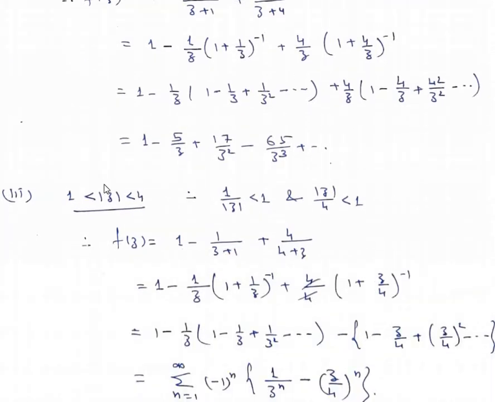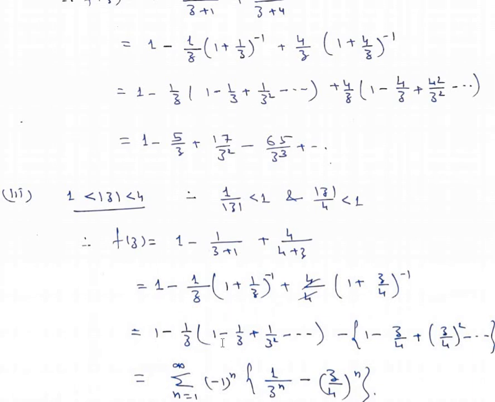Now in the last part we have mod z lying between 1 and 4. Because 1 is less than mod z, therefore 1 upon mod z is less than 1, and mod z is less than 4, therefore mod z upon 4 is less than 1. So in this term we shall take z common, and here we shall take 4 common. So we get 1 upon z and z upon 4. Therefore this can be written as 1 minus 1 upon z into (1 plus 1 upon z) to the power minus 1 plus 4 will get cancelled, (1 plus z upon 4) to the power minus 1.